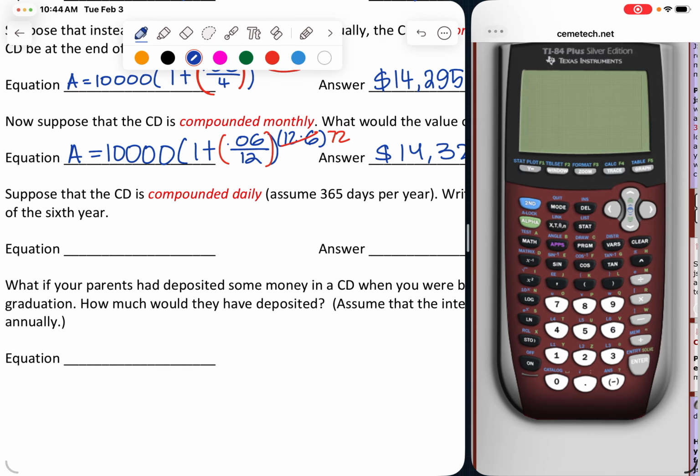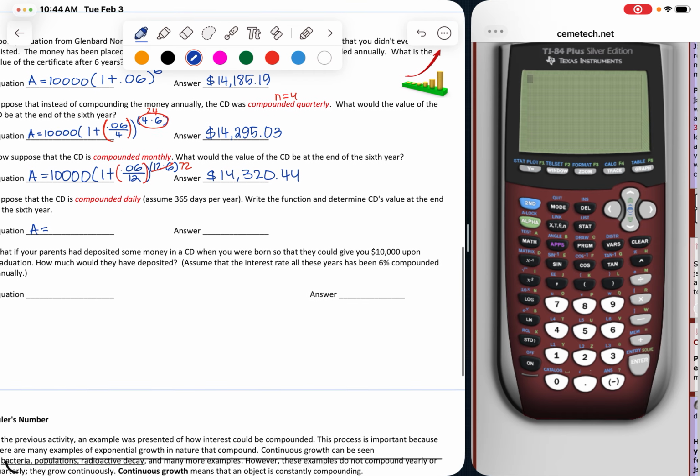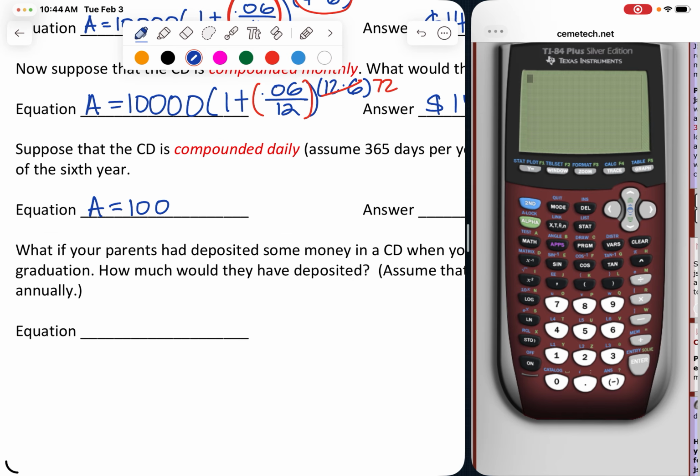Next, right here, we have A equals, let's read it. Compounded daily, assume 365 days per year, so no leap year. Write the function to determine the CD's value at the end of the 6th year. So same idea, 10,000. 1 plus 6% still, divided by 365, and then times 365 times 6 years. Okay, so 365 times 6 is 2190.